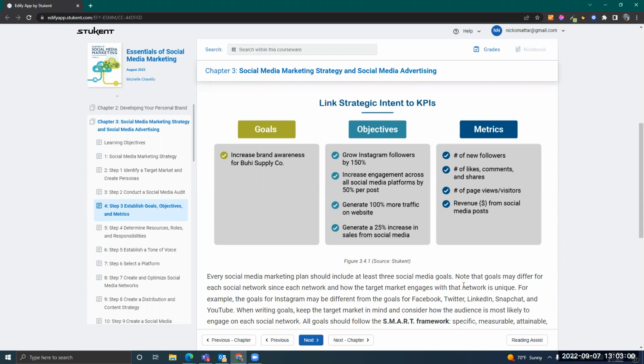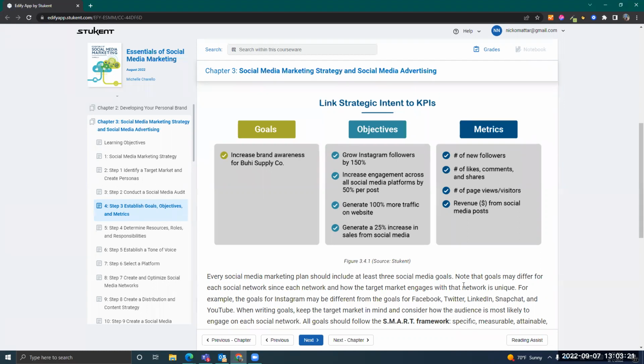But if you take a look at objectives, or how you want things to change, what is the delta, and then the metrics is the actual number. I think most students struggle with the difference between an objective and a metric. Objective is how you want to improve. Metrics are the actual numbers themselves.